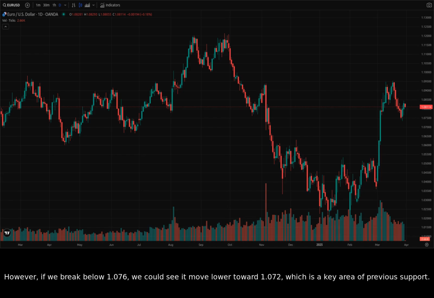However, if we break below 1.076, we could see it move lower toward 1.072, which is a key area of previous support. The dollar could fall further if the U.S. introduces more tariffs, but there's still a lot of uncertainty.